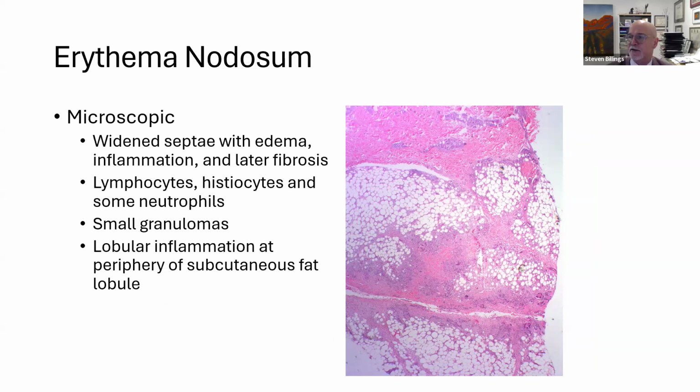You'll see widened septae in the subcutis with edema, inflammation, and later on fibrosis. You can see lymphocytes, histiocytes, neutrophils, and also some eosinophils. You will see small granulomas, again, concentrated in the septum, and then some inflammation at the periphery of the fat lobules. Now, if you look at this case that I am showing you here, yes, there's inflammation in the center of the fat lobule, but it's clearly coming from the septum and going into the lobule, because most of the inflammation is in the septum and at the periphery of the fat lobule.